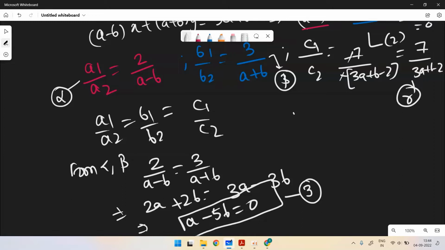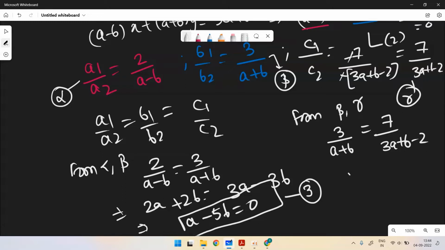Now using beta gamma, we get 3 by a plus b equal to 7 by 3a plus b minus 2. Now if you cross multiply, this is 9a plus 3b minus 6 equal to 7a plus 7b, which is 2a minus 4b minus 6 equal to 0. This is my fourth equation.